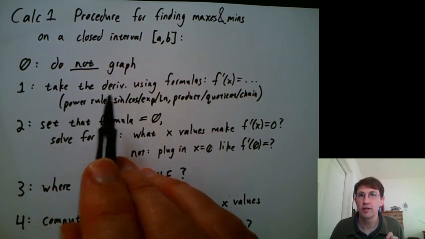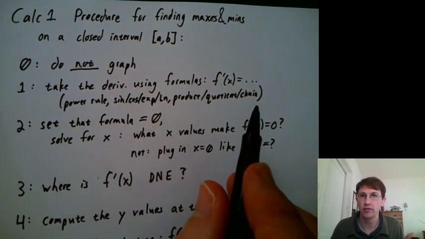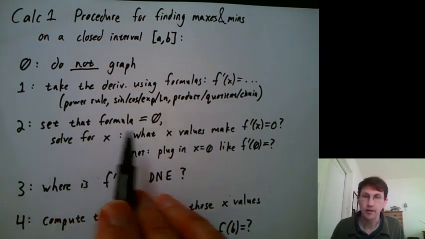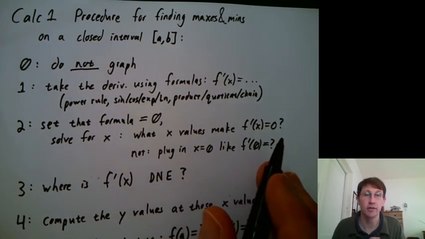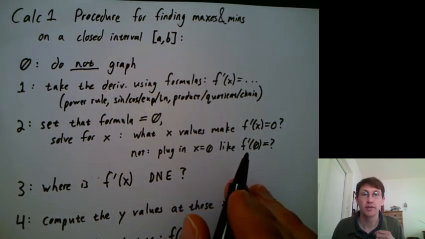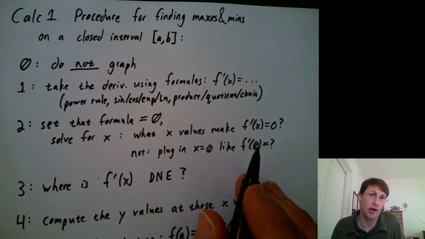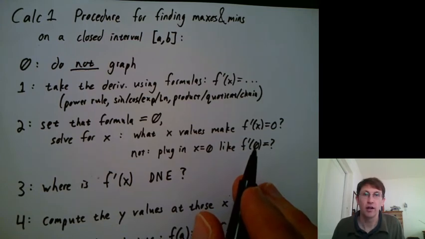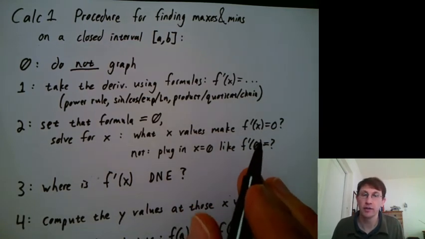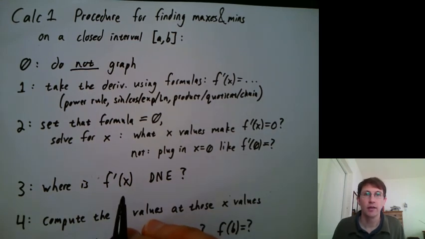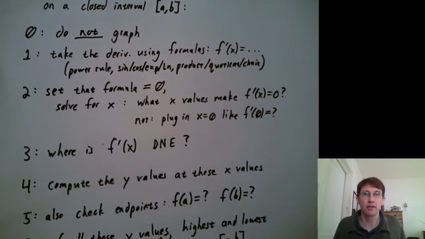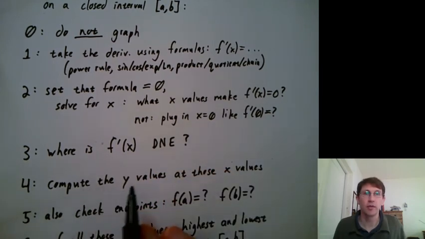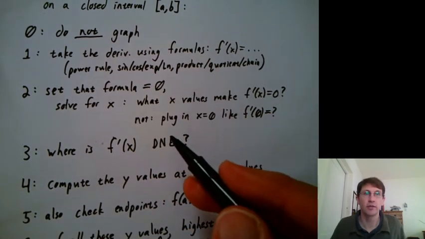Step 1 is take the derivative of the function using formulas, all our favorite formula-based derivative rules. Then set that formula equal to 0 and solve for x. So we're asking which x values make f prime equal to 0. What we're not doing is just saying x equals 0. It's possible that that's a value where the derivative is 0, but that's not enough to find other places where the derivative might also be 0. And then we should also ask where is f prime non-existent, those sharp corners like this or like that, because those could be mins and maxes too. Then compute the y values at the x values you got in step 2 and step 3.